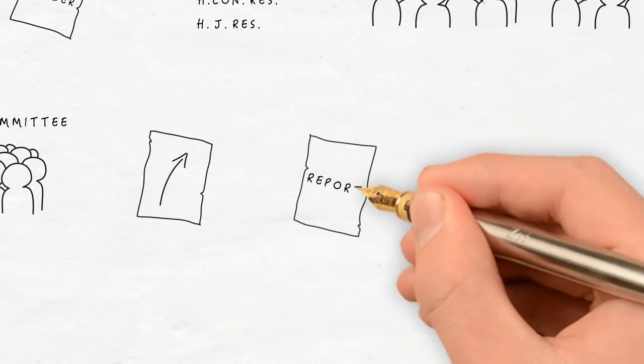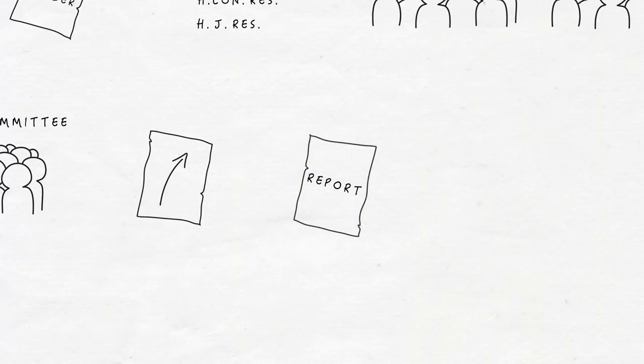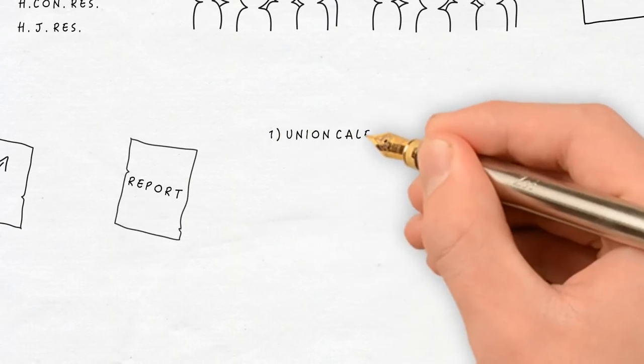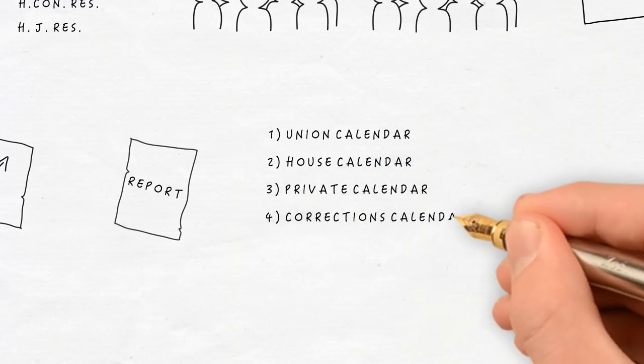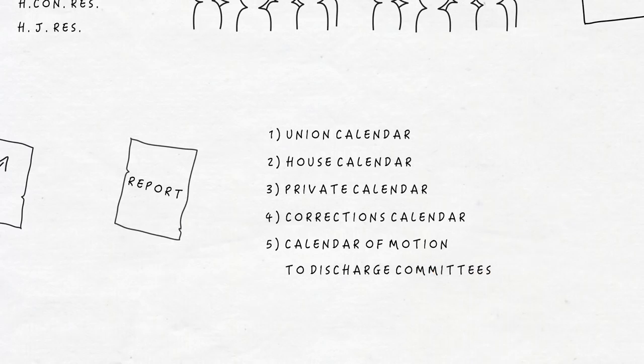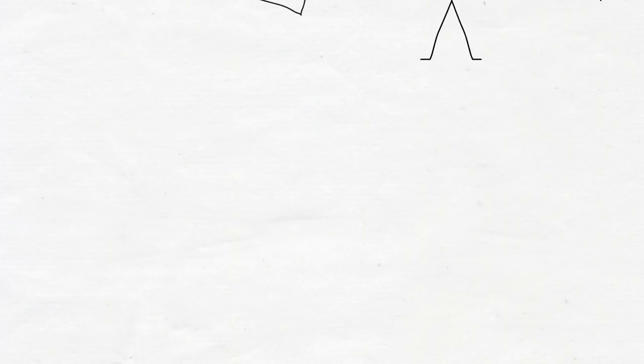Once a bill has been released from the committee, a report is ordered containing and explaining all of the revisions made. The reported bill is then placed on one of the 5 House calendars: the Union calendar, the House calendar, the private calendar, the corrections calendar, or the calendar of motions to discharge committees. But don't worry about these. In our case, let's say our bill was marked on the Union calendar.